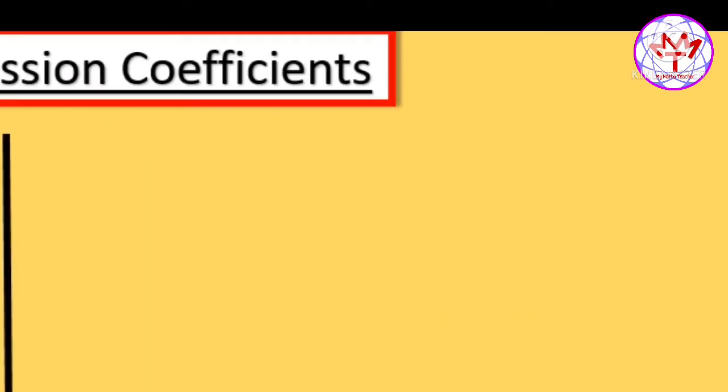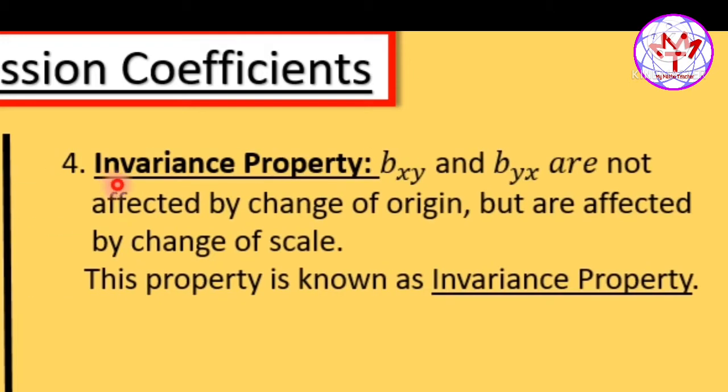Let's move to the fourth property. The fourth property is called the invariance property. It says bxy and byx are not affected by change of origin but are affected by change of scale. Now students, you know that when the values of the variables are too high, we use the method of change of origin and then sometimes the change of scale. But you have to remember that the values of bxy and byx are not affected by change of origin but are affected by change of scale. This property of coefficients is called the invariance property.